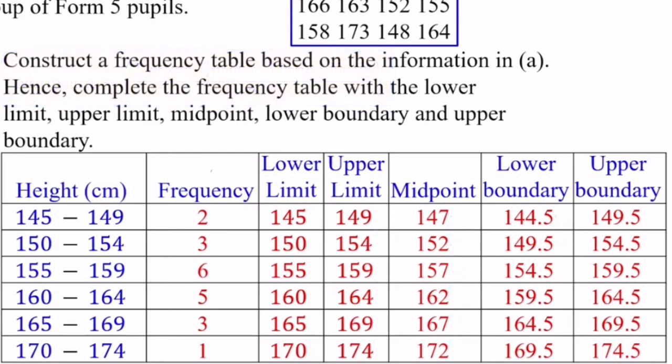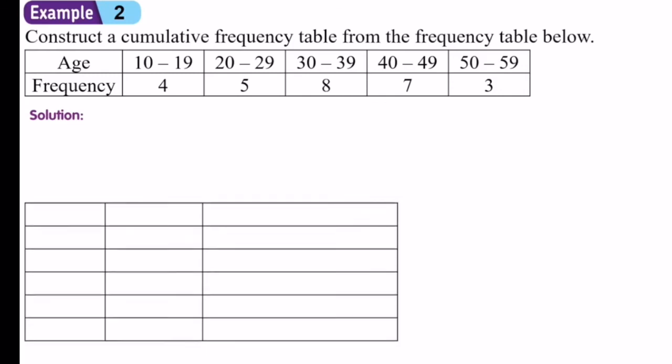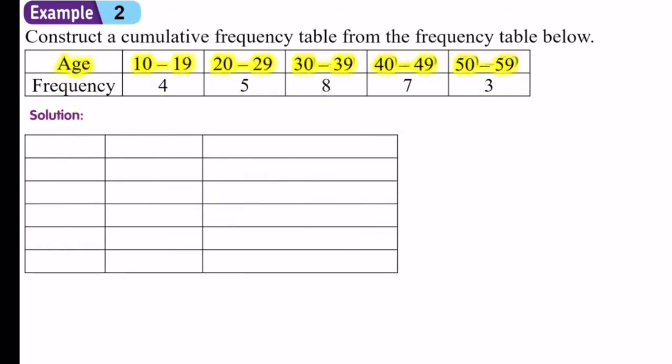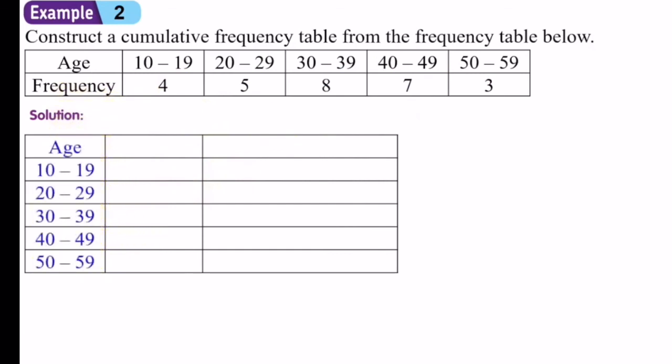Alright, so now let's do one exercise, how to form the frequency table from example 2. Construct a cumulative frequency table. Now you need to add on the frequency. We will copy the class interval first. The name for the class interval is age. We have 10 to 19, 20 to 29. You can copy down the frequency, so you don't have to do the tally, which is easy, right, if they give you data that is already in class intervals.